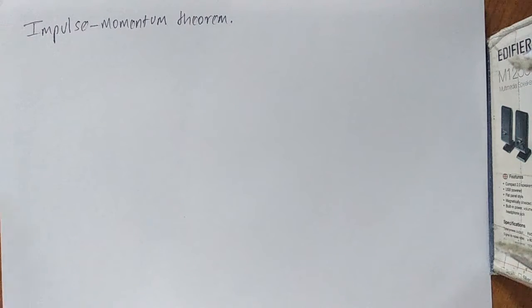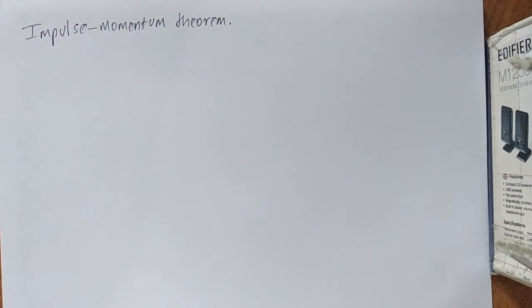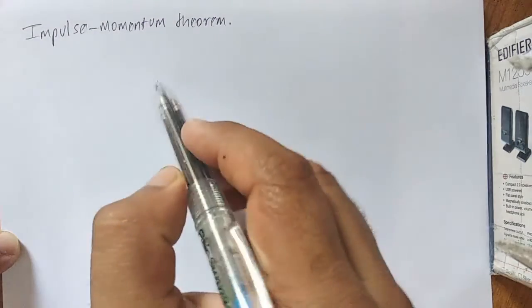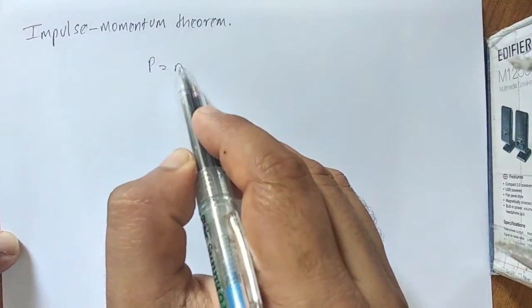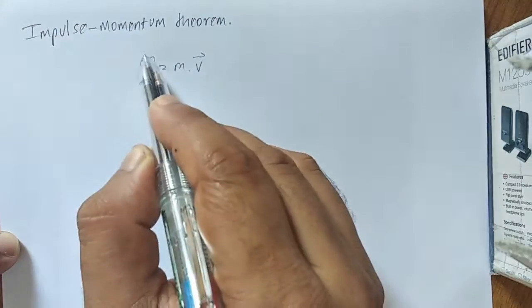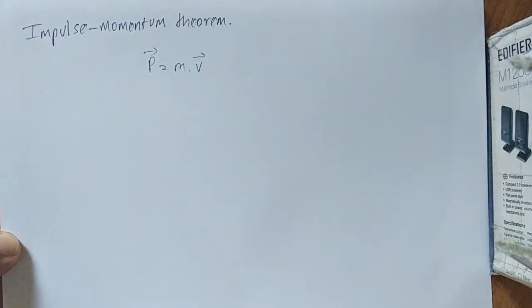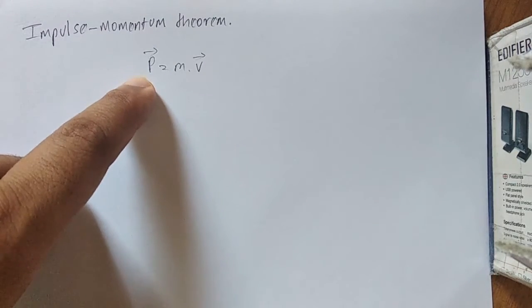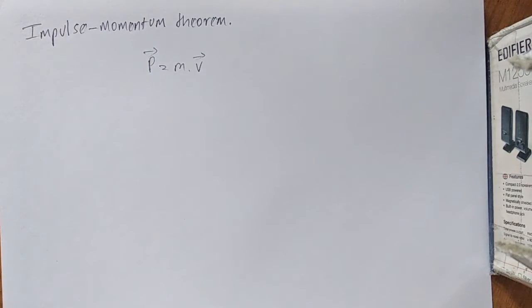Now let us understand the impulse momentum theorem. What do you understand by the term momentum? So momentum is the product of mass and velocity. It is a vector quantity and it is a product of mass and velocity. Momentum is a parameter that determines the quantity of a motion.